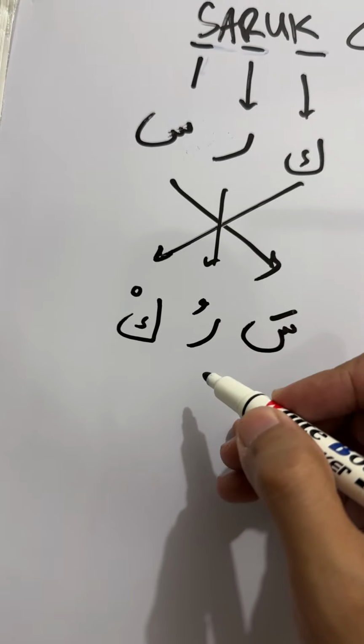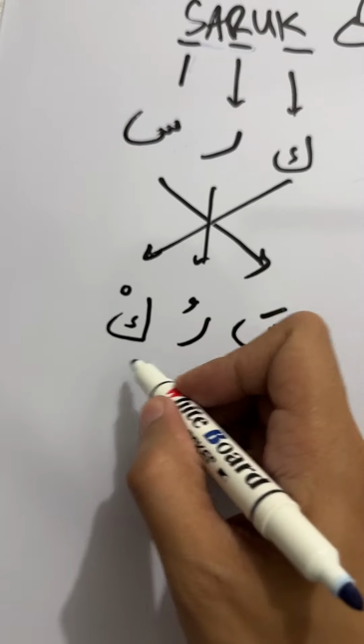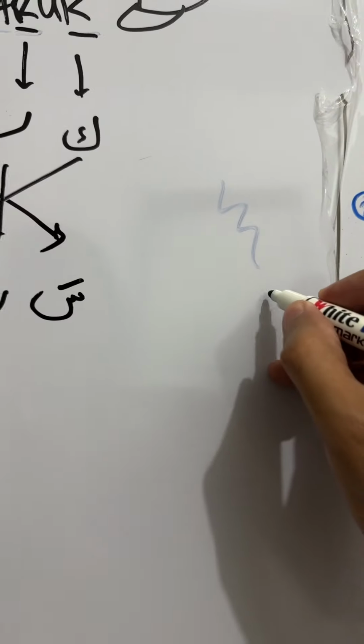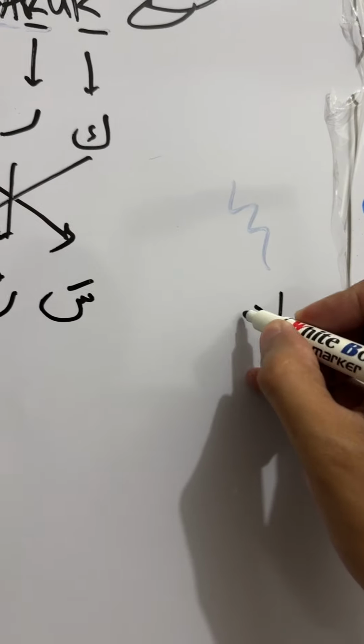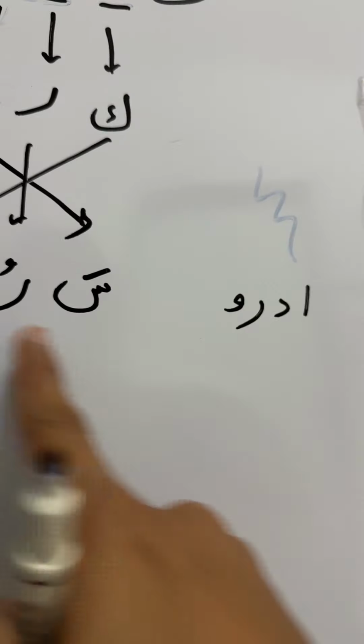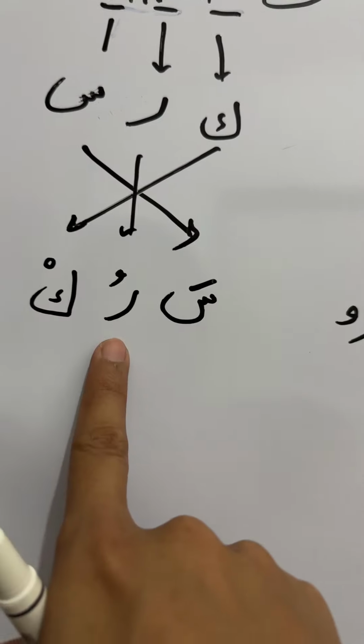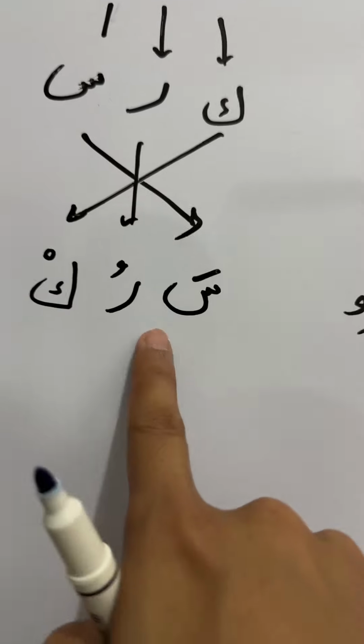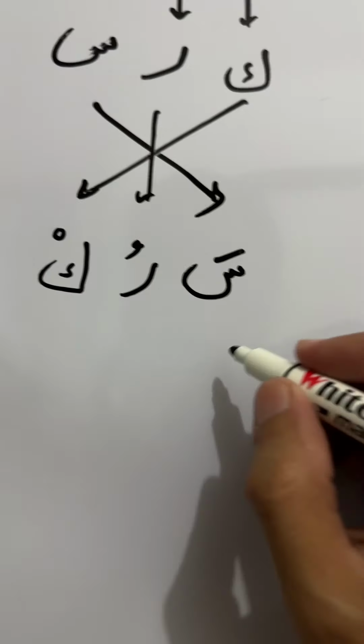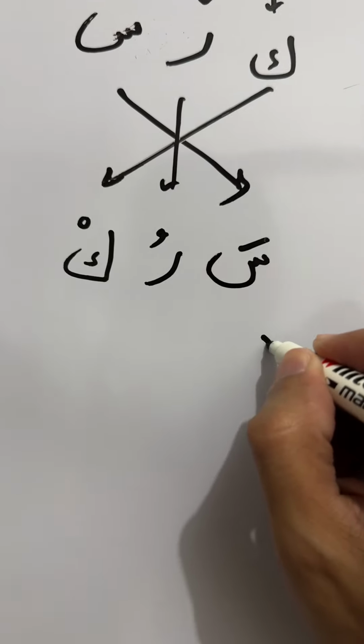Now, ra is one of the 4 letters that you cannot connect another letter after. What are they? Adro, alif, dal, ra, and waw. So ra is here, so you cannot connect another letter after, but it can be connected to another letter, which is sin. So we can connect the sin and ra. This is how you do it.